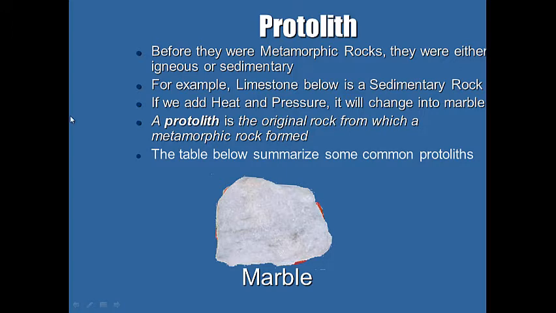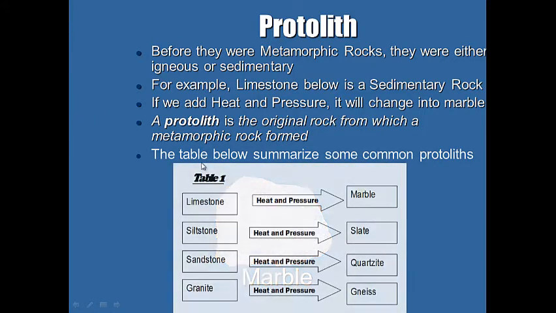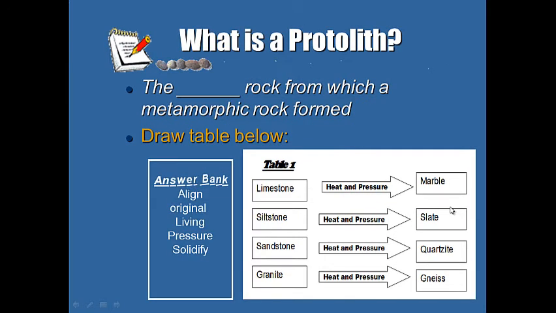The table below summarizes some common protoliths. So limestone, before it was marble, it was limestone. We added heat and pressure, it became marble. Siltstone, we added heat and pressure, it became a new rock called slate. Sandstone, we added heat and pressure, became quartzite. And granite, if we added heat and pressure, becomes gneiss. Very nice. All right, so what is a protolith?